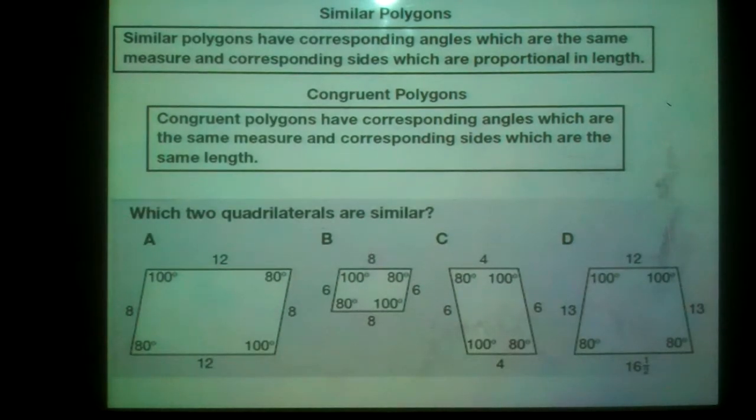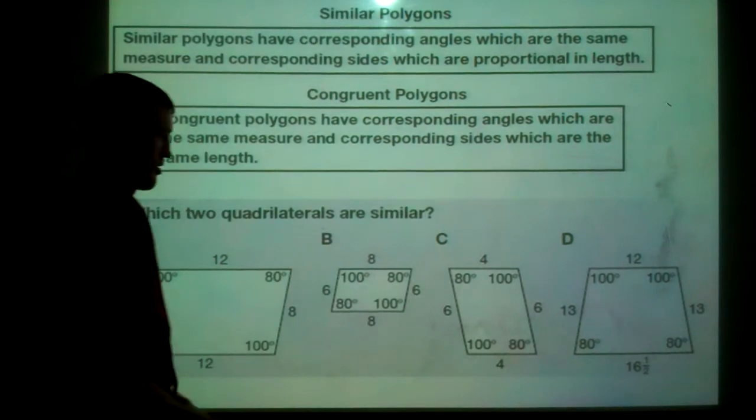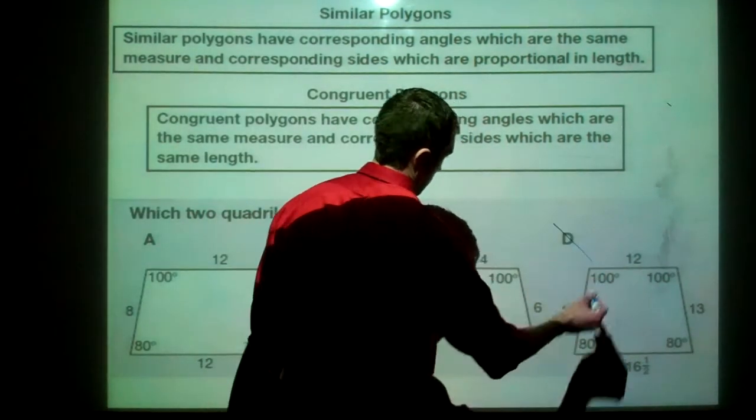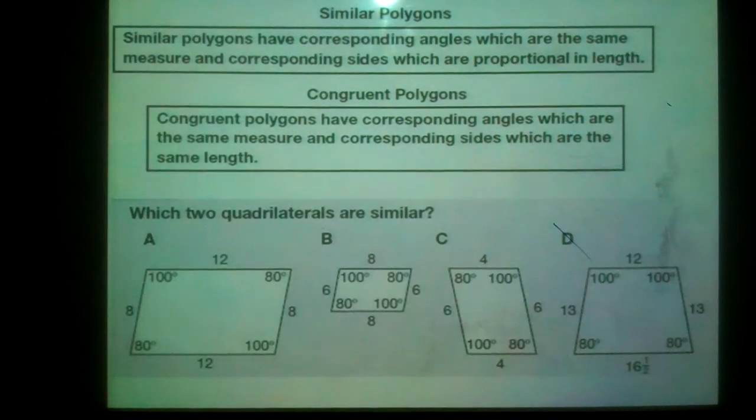So let's use our similar definition to figure this one out. Which two quadrilaterals are similar? What we need is corresponding angles, which are the same, and corresponding sides, which are proportional. So we've got sides and angles in here. We can throw one of these out right away. That would be D, because in order for something to be similar, they have to have the same shape. So that one's gone.